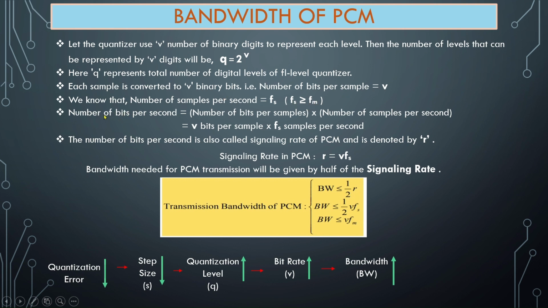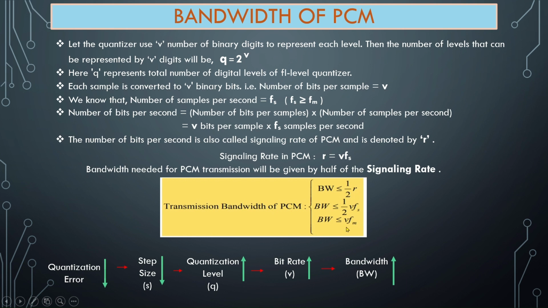Now the number of bits per second is equal to number of bits per sample into number of samples per second, which is v into fs. The number of bits per second is also called the signaling rate of PCM and is denoted by R. So the signaling rate in PCM, R, is equal to v into fs. Now the bandwidth needed for PCM transmission will be given by half of the signaling rate, which is bandwidth is less than or equal to 1 by 2 R, or bandwidth is less than or equal to 1 by 2 v fs, or bandwidth is less than or equal to v fm.